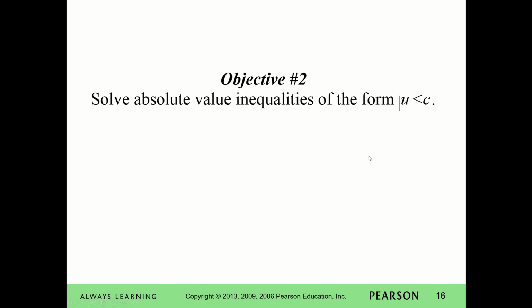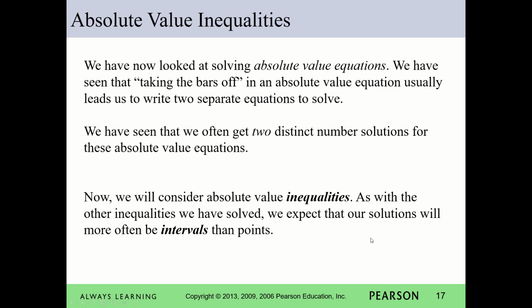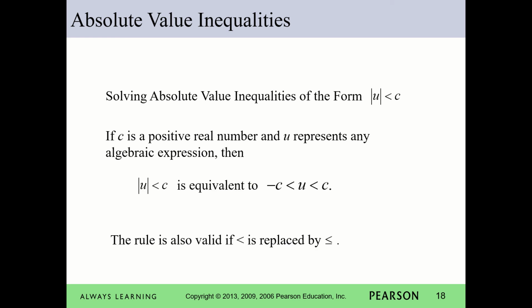Now let's look at some inequalities. Just like we did equations, and then we translated them to inequalities, we do the same thing for absolute values. Sometimes taking the bar off for an absolute value usually leads us to write two separate equations to solve. We've also seen that often we get two different numbers when we solve absolute value equations. But when we look at inequalities, we'll expect that we're going to get different intervals.